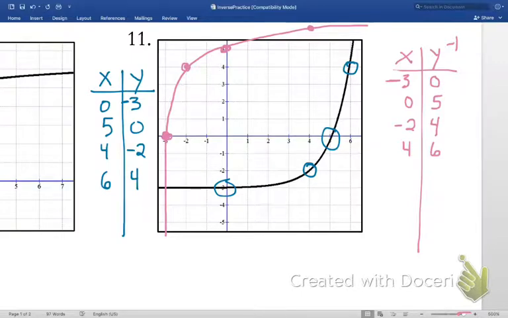So it looks like I'm off a little bit, at least on the top side. On the bottom side it looks pretty good, but that may just be the shape of the graph. Okay?